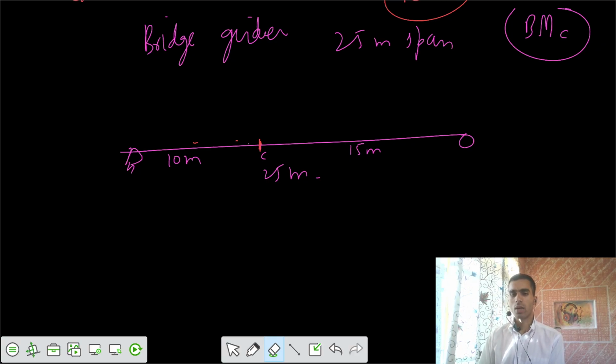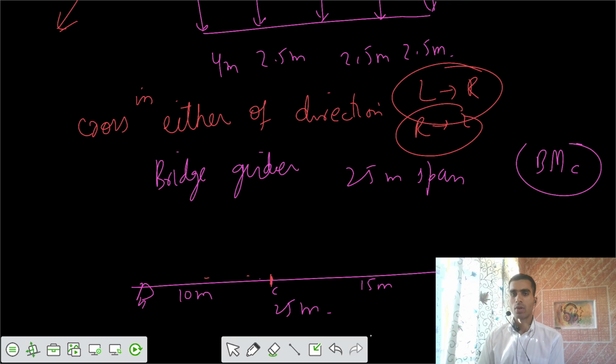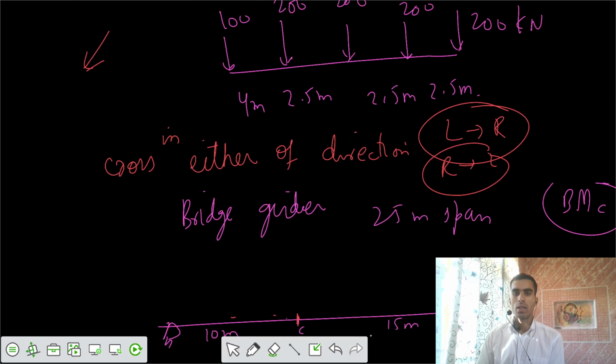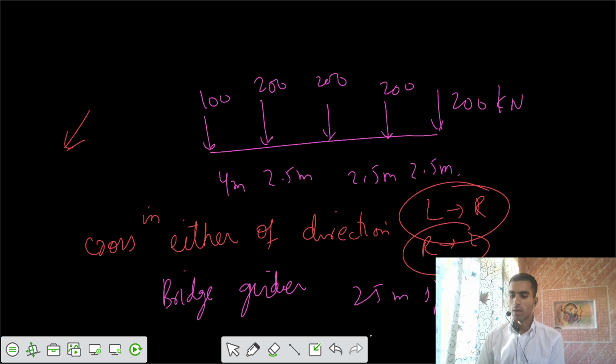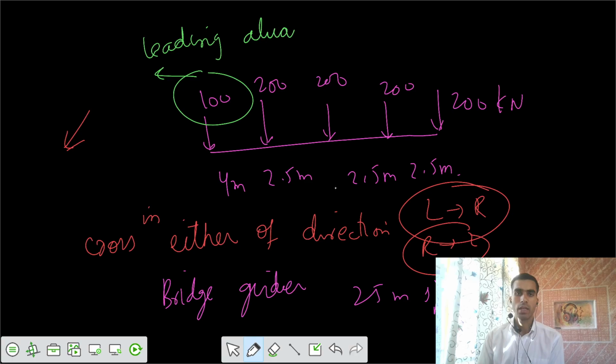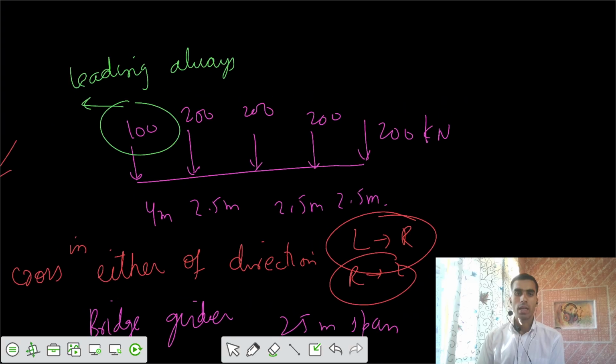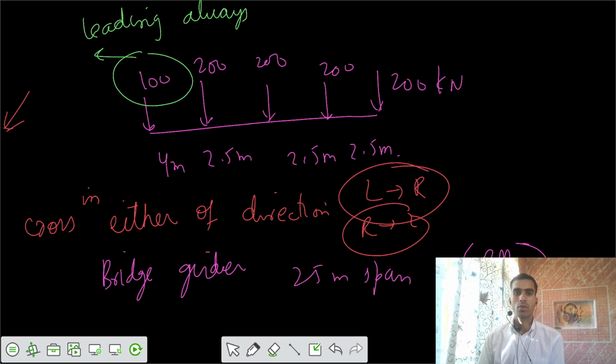So let's go for our conventional case, that is left to right. Let's take the first case where the loads are going from left to right, but which one is leading? It's mentioned that whichever way you go, your 100 kilonewton is leading. This one is leading always. That means for the first case, 100 is first, after that 200, 200, 200, 200.